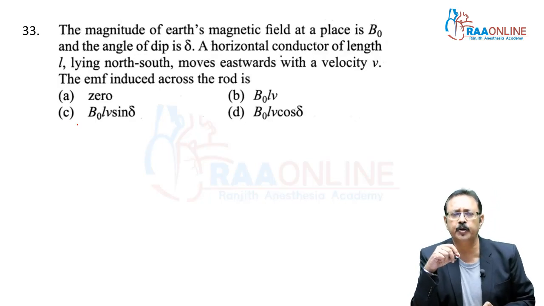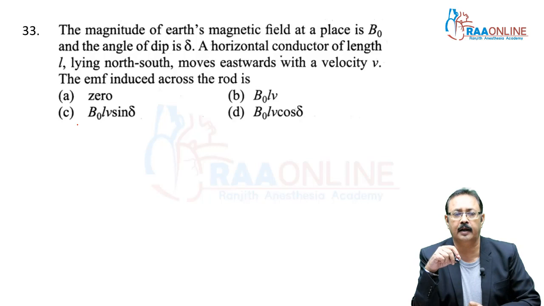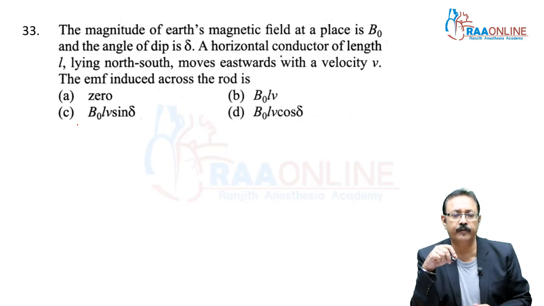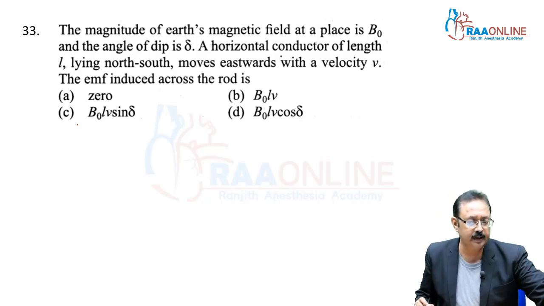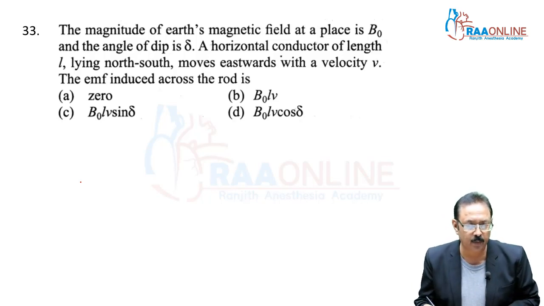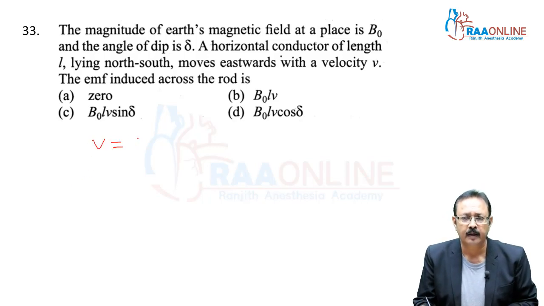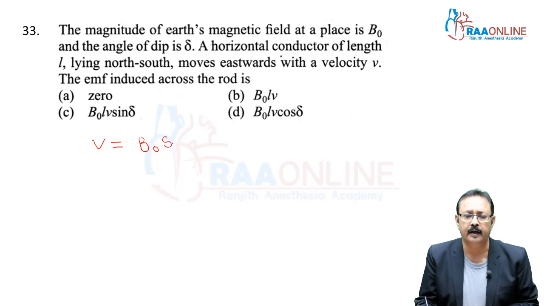33rd. The magnitude of Earth's magnetic field at a place is B naught and the angle of dip is delta. A horizontal conductor of length L lying north-south moves eastward with velocity V. What will happen in this case? It will cut the vertical component. And what is the vertical component? We know that the vertical component is B naught sin delta, the angle of dip given as delta.